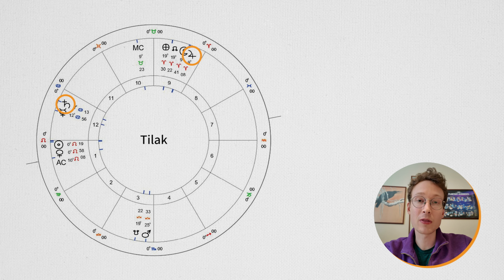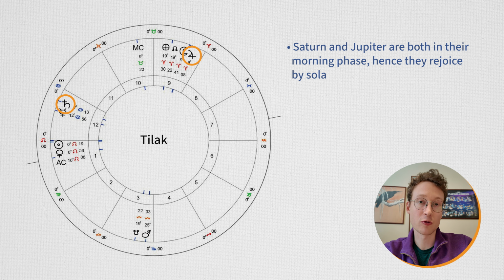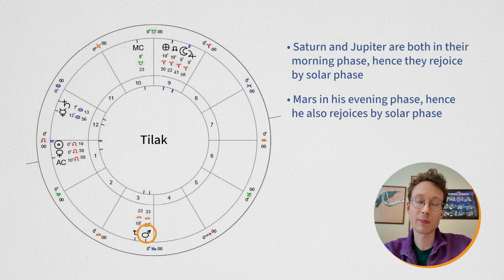A waning moon will be up to 180 degrees behind the sun. Let's apply these final conditions to Tilak's chart first. Jupiter and Saturn are both in their morning phase, allowing them to rejoice by phase, whereas Mars, the nocturnal malefic, is in its evening phase, also allowing it to rejoice by phase. Venus, however, is too close to the sun to evaluate. It's in combustion. The moon, meanwhile, is waning in a day chart, so it does not rejoice.